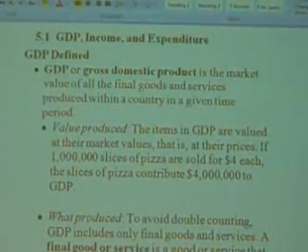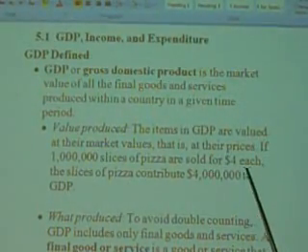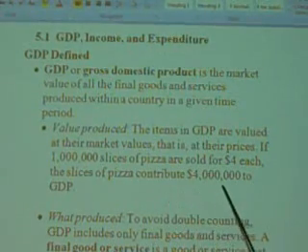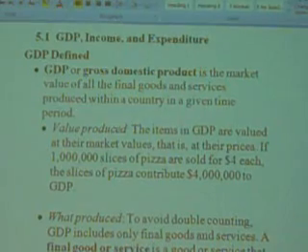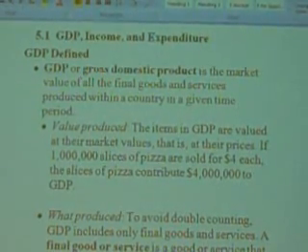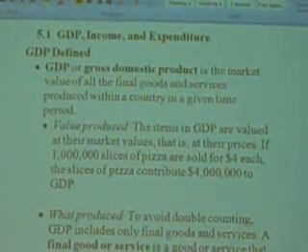If 1 million slices of pizza are sold for $4 each, the slices of pizza contribute $4 million to the GDP. That is, GDP calculates the value of each item.